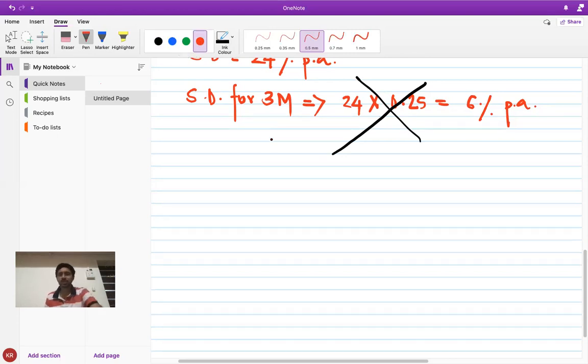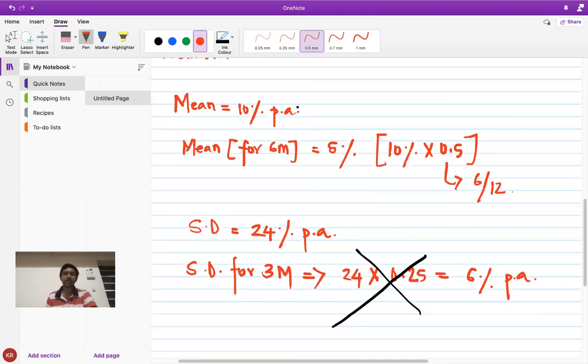Because over here mean is actually proportional to time. When I say proportional to time, it basically means that when time increases, you can basically multiply that increase in time with mean to get the higher mean value. Like, mean for one year is 10%, mean for 2 years will be 20%, mean for 6 months will be 10 into 0.5, which is equal to 5%. Okay, but standard deviation is not proportional to time. In fact, variance is proportional to time. Standard deviation is proportional to square root of time. I'm just writing that.